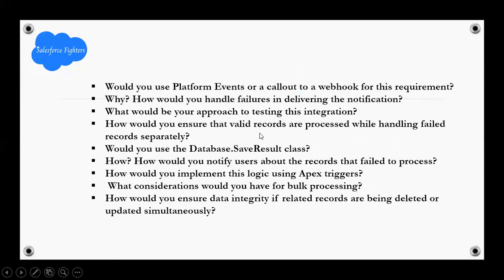Next, how would you ensure that valid records are processed while handling the failed records separately? Next, would you use the Database SaveResult class? How would you notify users about the records that failed to process?